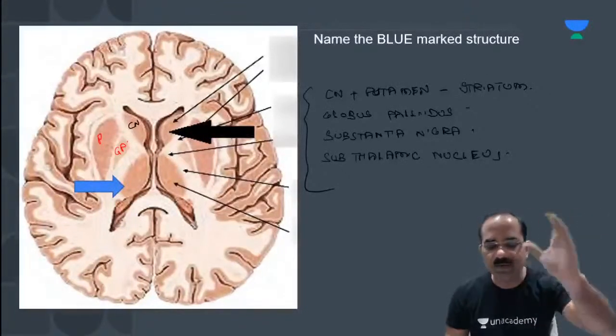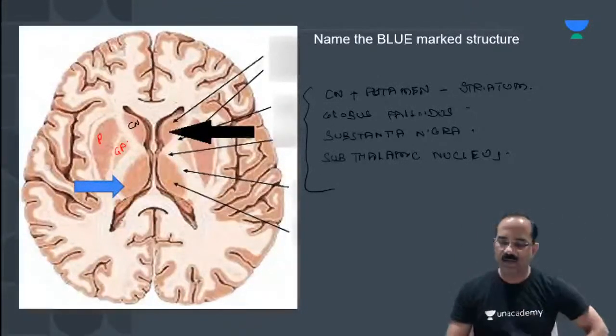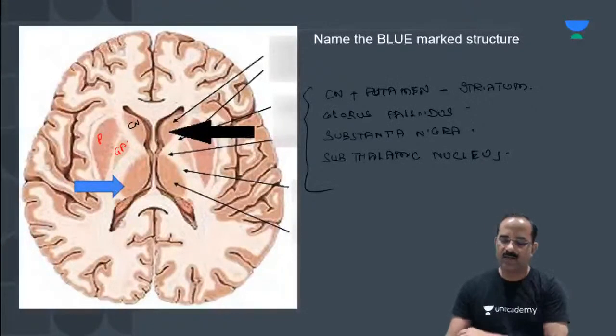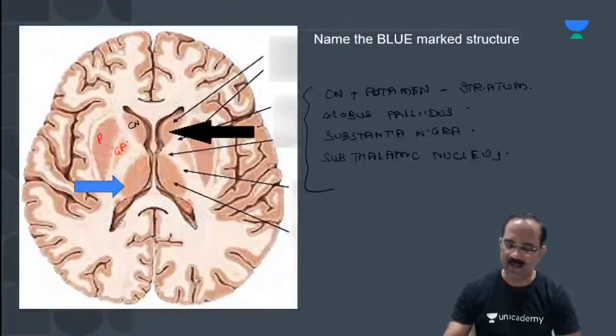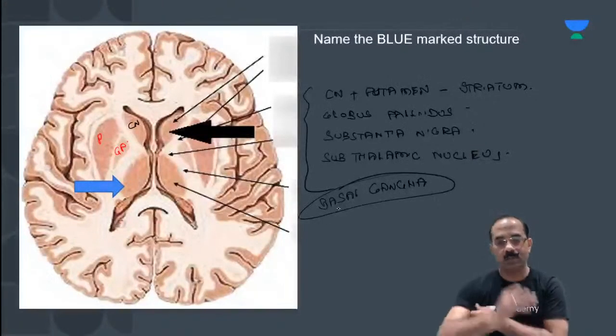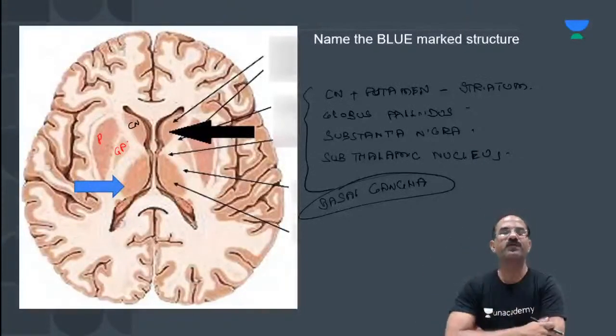Students, this together makes what? This together forms what? Anyone? Come on, answer. This you must be knowing. That's the basal ganglia. Very good. This is the basal ganglia. And this basal ganglia is responsible for planning and programming of the movement.